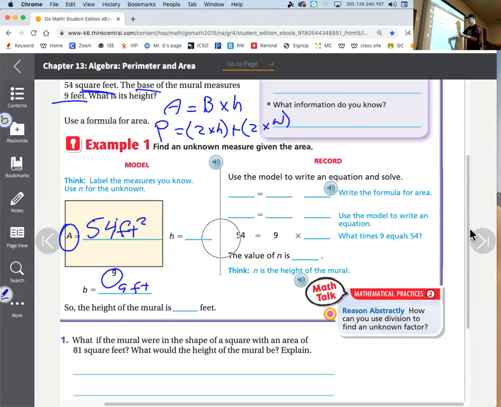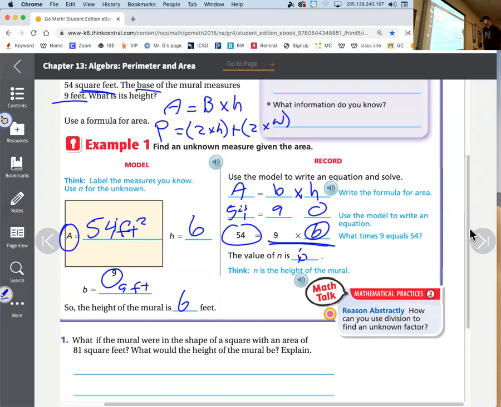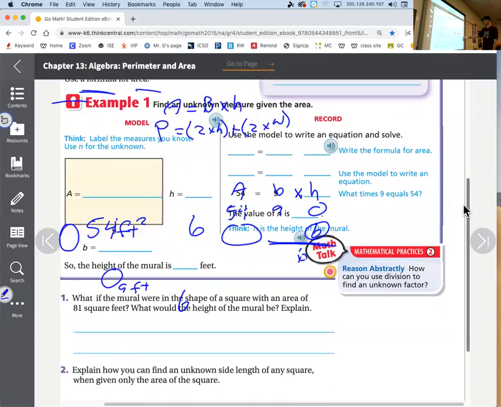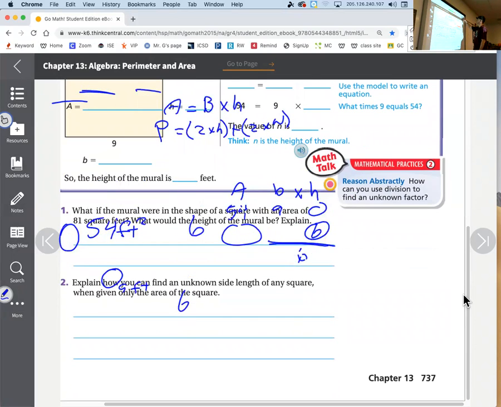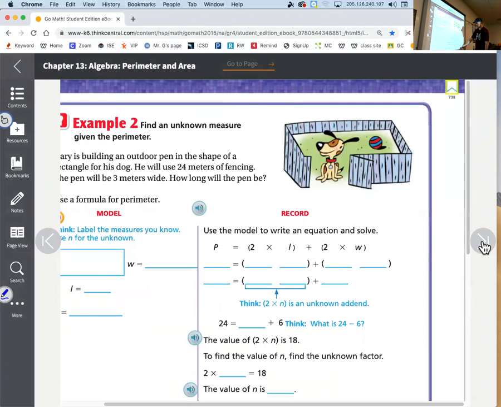So we know that the formula is, follow along, write this with me, area equals base times the height, okay? Well, let's just plug in our numbers. 54 is the area. We don't know what the height is. But what times 9 gives us 54? It is 6. So the height of this rectangle is 6. This mural for what she did, okay? You can do 1. I'm not going to do that right now. We're going to jump to the next page and work on some more of these problems.